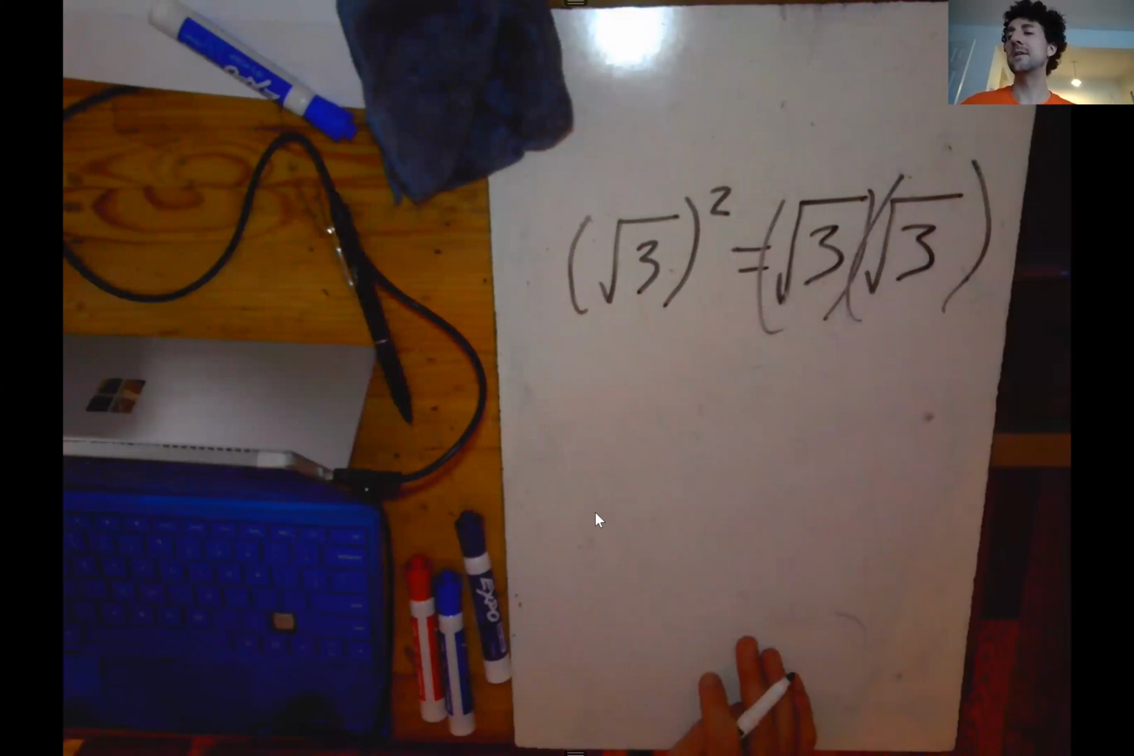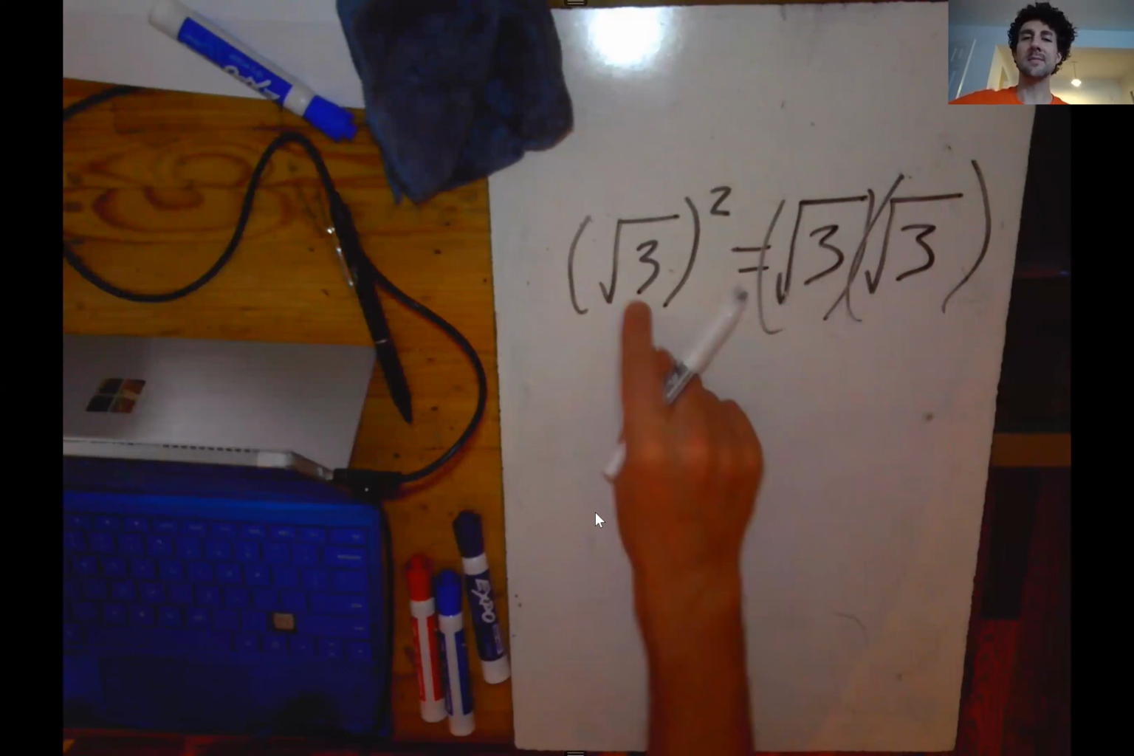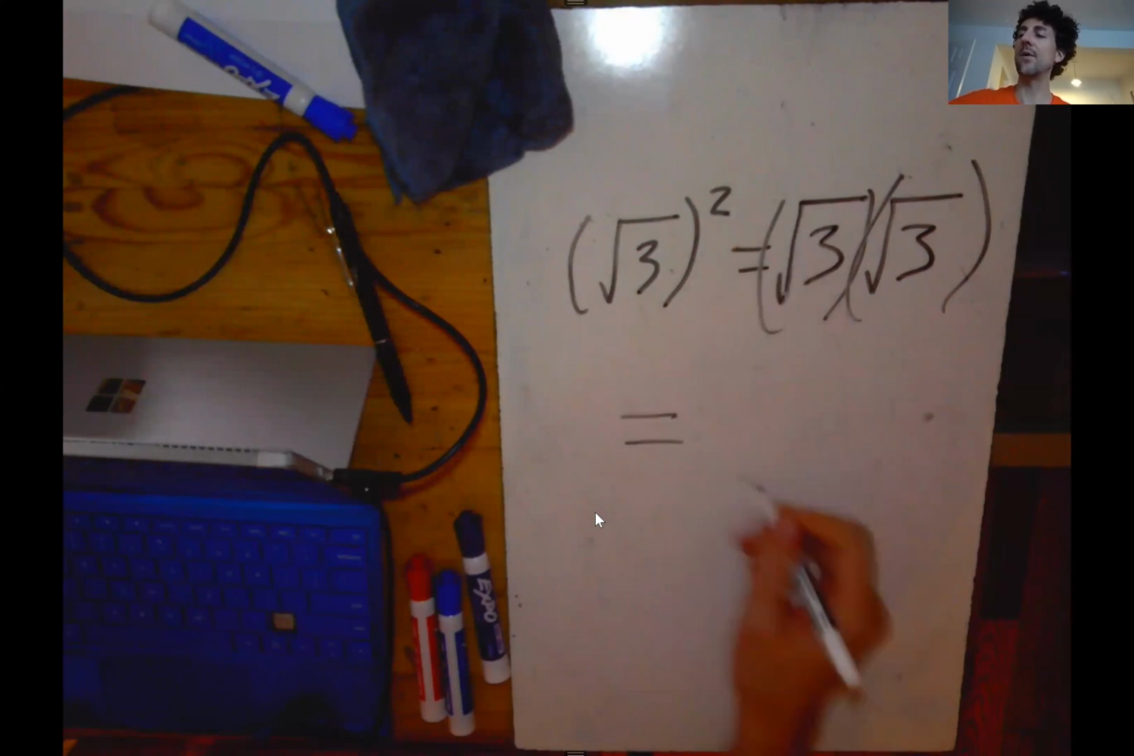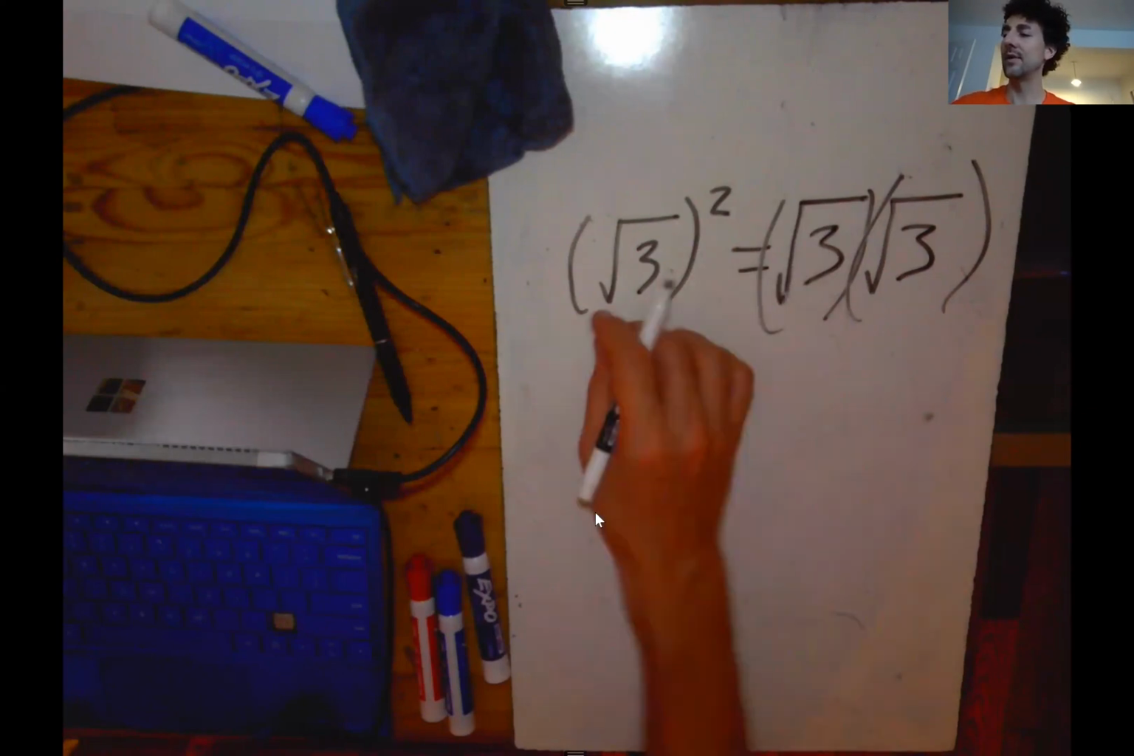Now, what you need to know is that the square root of 3 raised to the second power means that we can simply take the square root sign off, and the answer is regular 3.